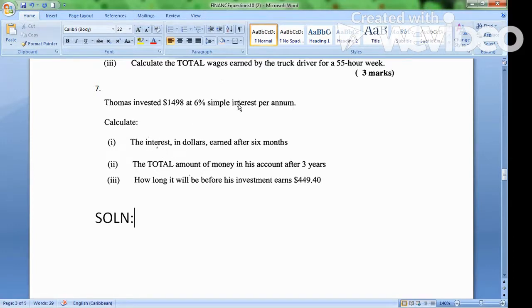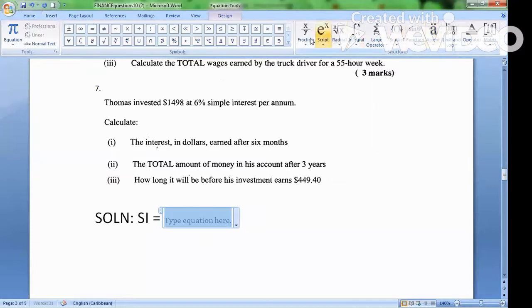So, I mean, if it says simple interest, and I forgot to put the word simple there, it's the same thing. So, SI. We know the 100 goes down there. All right. So, what goes at the top there? 1,000. 1,498 times 6 times 0.5. Right. Very good.